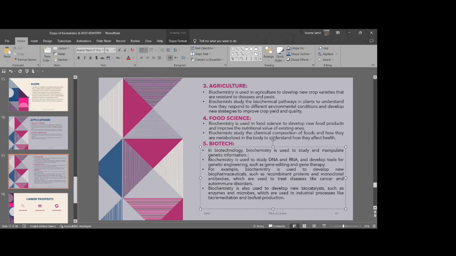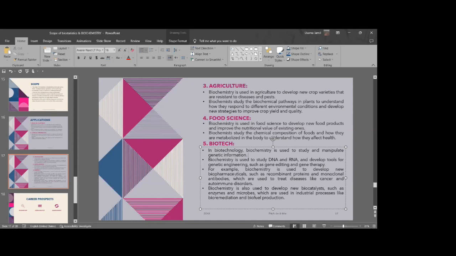Biochemistry is used to study DNA and RNA and develop tools for genetic engineering, such as gene editing and gene therapy. Gene editing is basically like this: we find a gene, it is faulty, we identify it, and replace it with a normal one. Or if it is excessive, or there are multiple copies of that gene, there are multiple ways to cure the disease. For example, gene therapy is actively employed to cure different types of blood cancers.